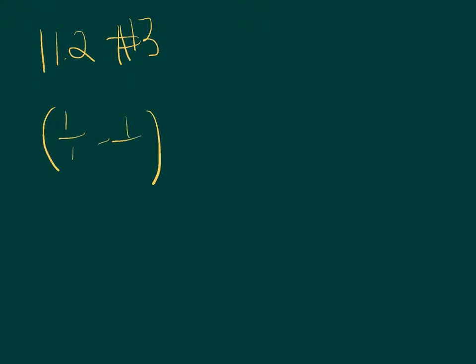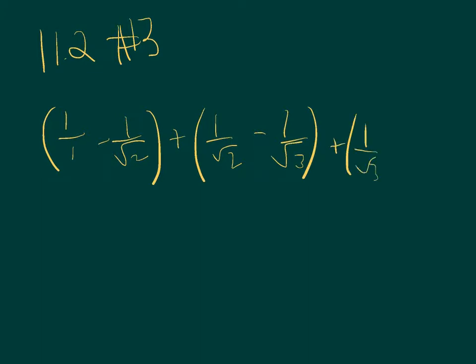All right, so 13, I told you to ignore the instructions. Oh, this is an 11.2. So 11.2, number 13. I said ignore the instructions and just start writing out the series. And if you start writing this one out, if you plug in n equals 1, you get 1 over 1 minus 1 over the square root of 2. And you plug in n equals 2, and you get 1 over root 2 minus 1 over square root of 3. You plug in 3, and you get 1 over root 3 minus 1 over root 4.